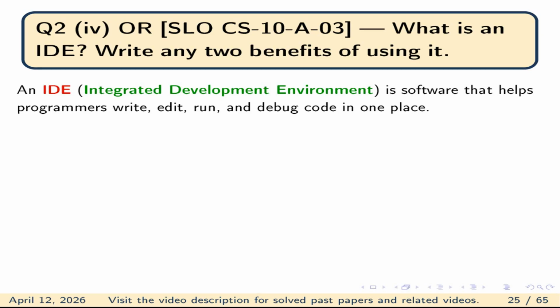Alternate question is, what is an IDE? Write any two benefits of using it. An IDE, that is Integrated Development Environment, is software that helps programmers write, edit, run, and debug code in one place.